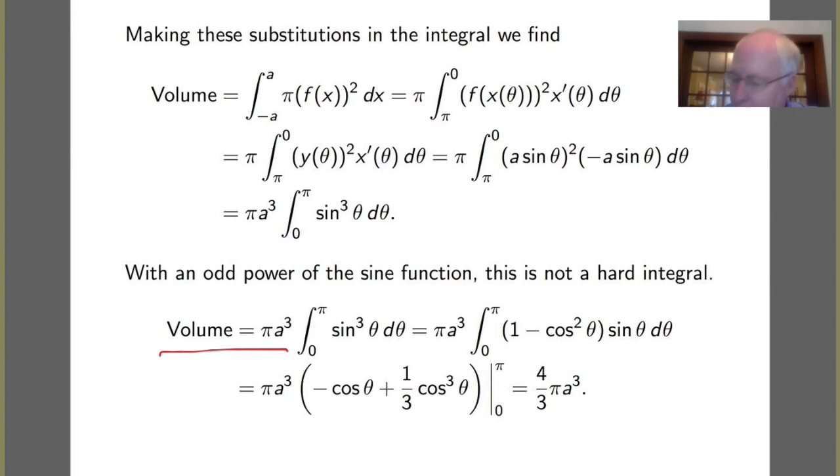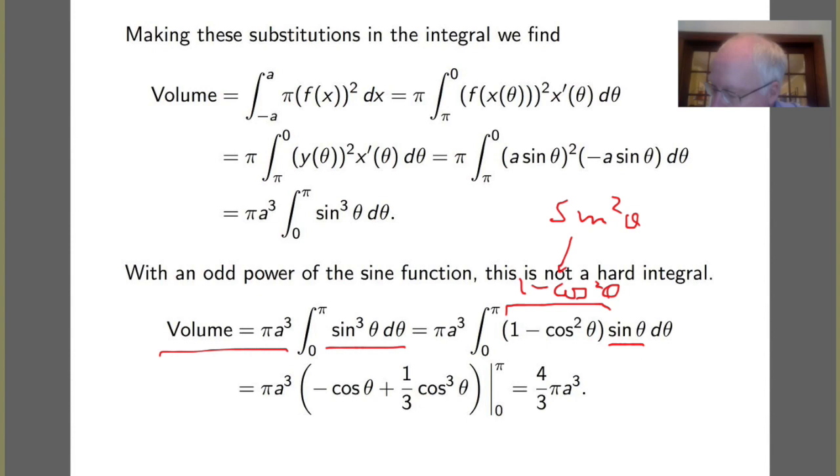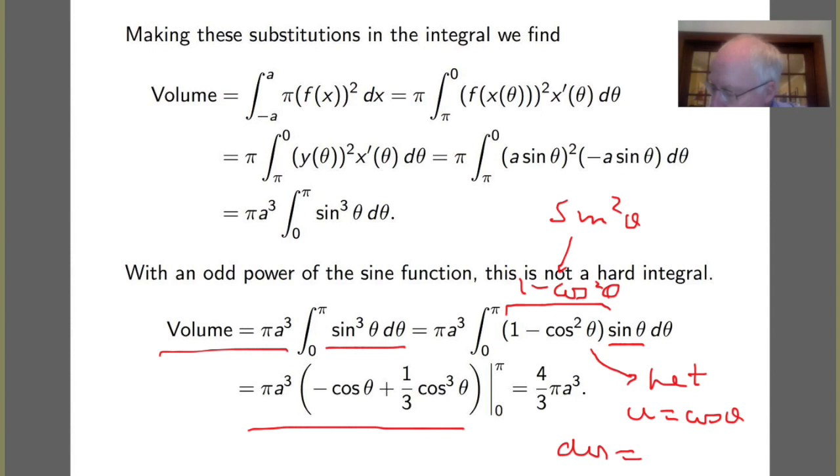Pi a cubed in front, we have to integrate sine cubed. The way we learned to do that for an odd power of sine or cosine was to take one of the sine functions off to the side and write the remaining sine squared as 1 minus cosine squared. So this expression is sine squared of theta. And we've done the anti-differentiation right here. The intermediate step, if you like, would be something like this. You might try letting u equal cosine theta, and then the du turns out to be minus sine theta d theta.